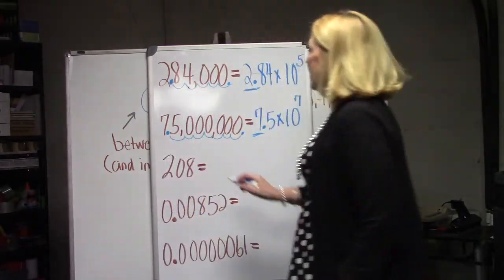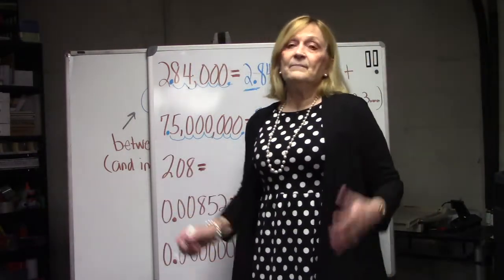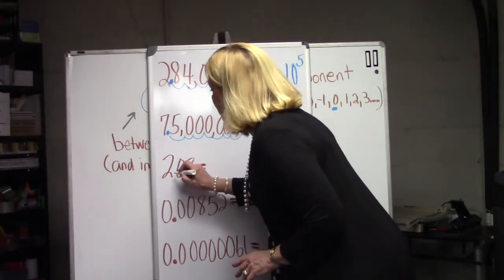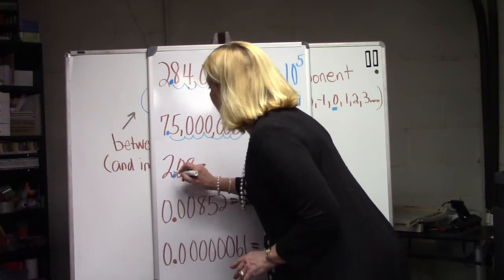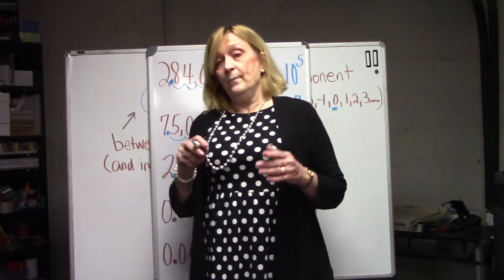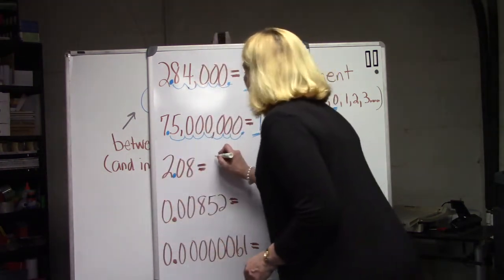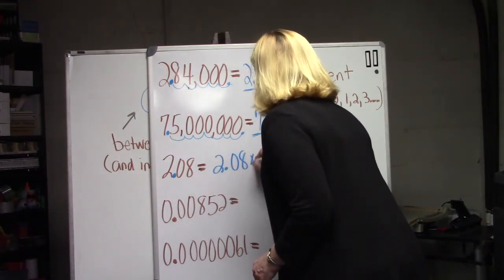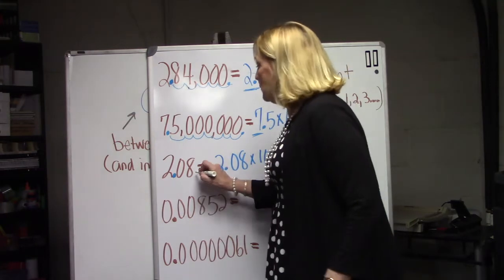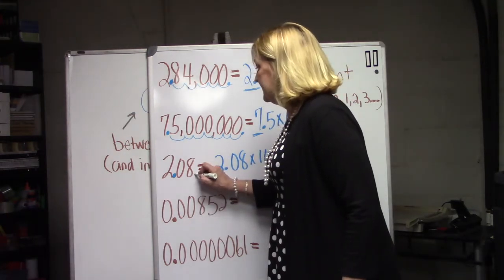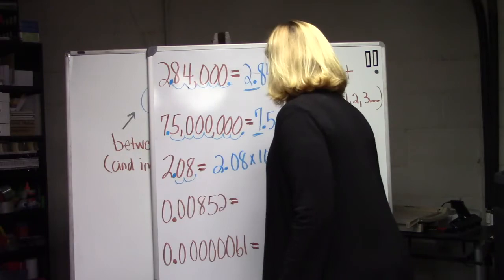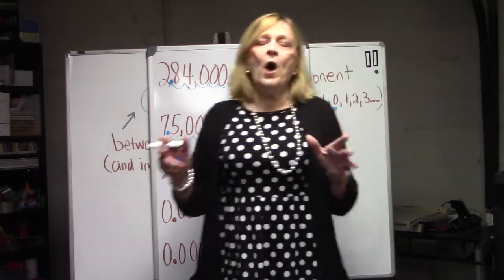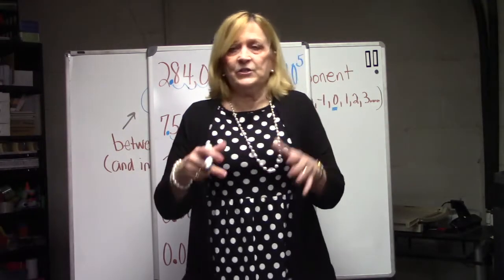Now remember, this number right here has to be between 1 and 9. All right? Let's try this one, 208. Not quite such a big number. I know my decimal point's going to have to end right here, because 2 is between 1 and 9. So I'm going to have 2.08 times 10. This is where my decimal point initially was. I had to go over 1, 2 places. 10 to the 2. Now, what if we're working the opposite direction, okay?